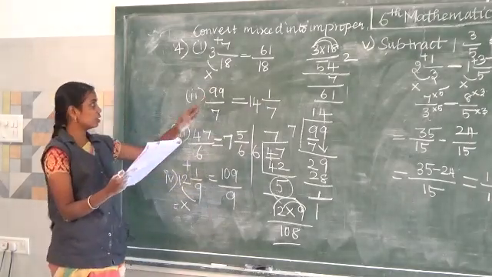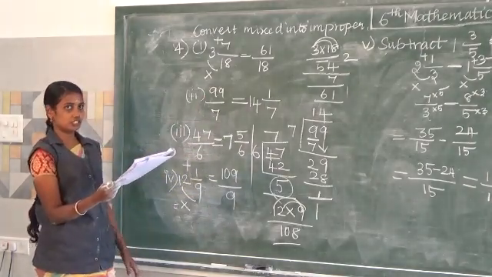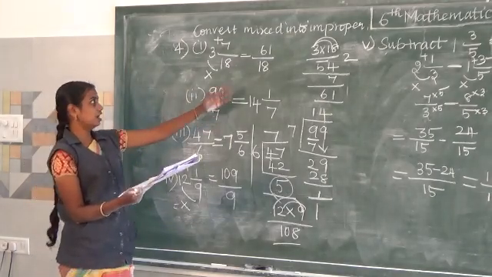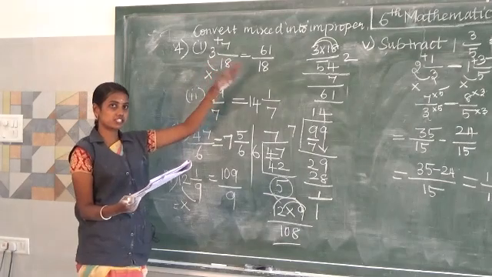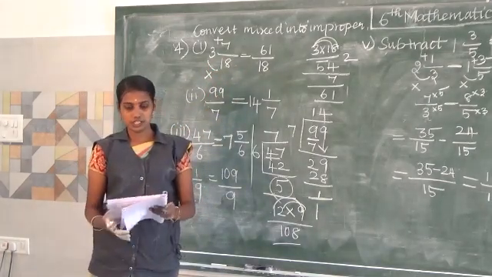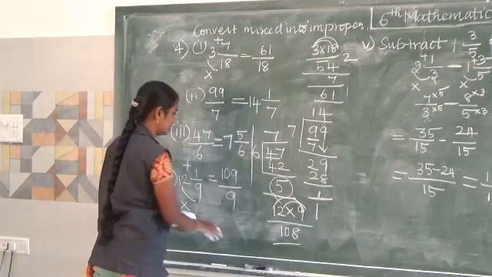So the 4 options are over. It is mixed to improper and improper to mixed. Whatever it is given, you convert into the other one. For example, improper means convert to mixed one, mixed means convert to improper. Next, the question number 5 we are going to see.